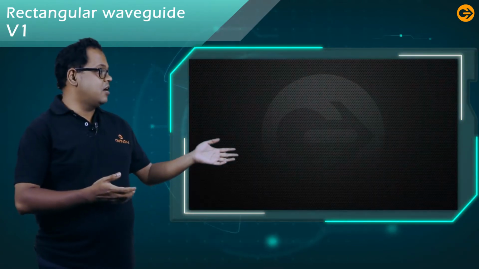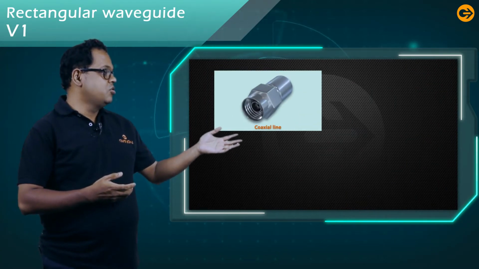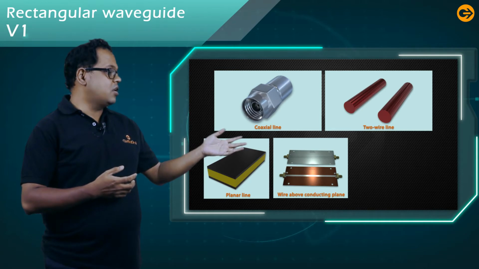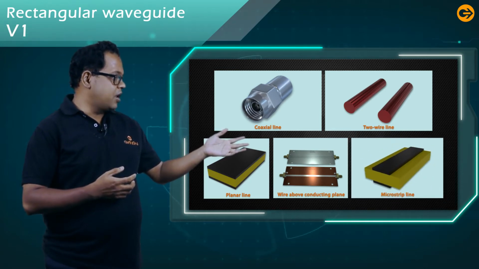Welcome to the most important segment of microwave, that is waveguide. Now, before discussing waveguide, let us have a look at transmission lines and the types of transmission line. What are they? They are coaxial line, two-wire line, planar line, wire above the conducting plane, and microstrip line.